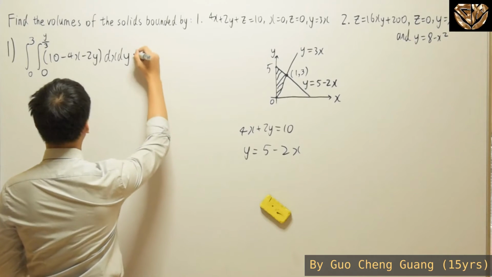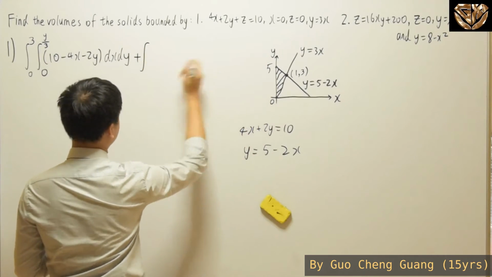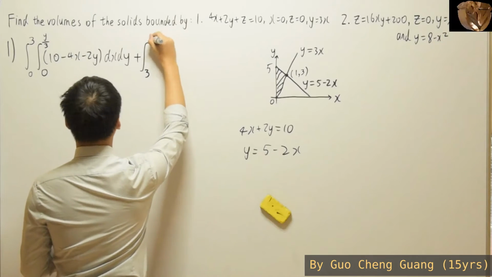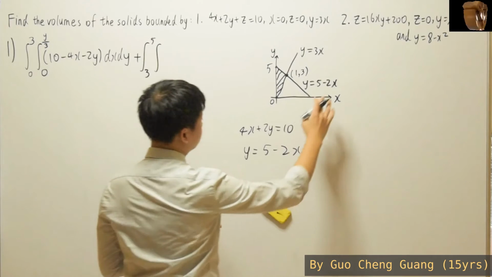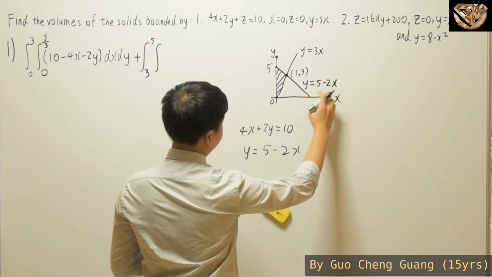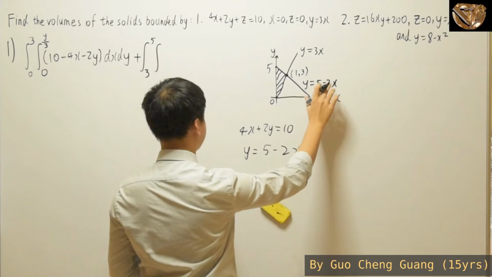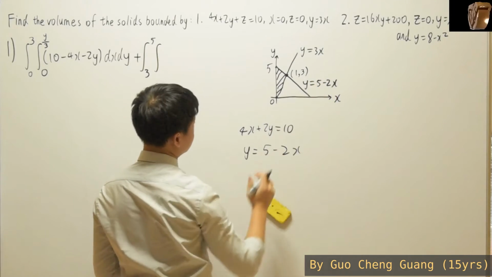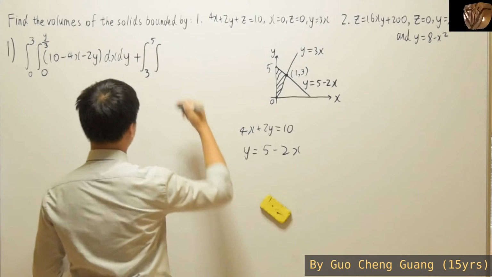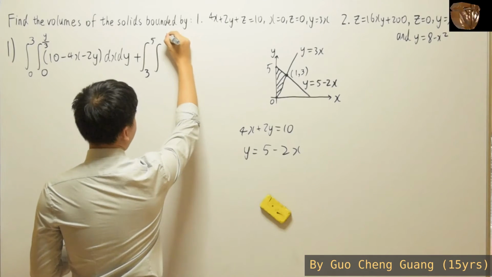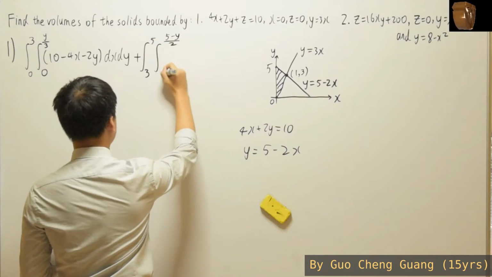Next, you'll add on integrating from 3 to 5. This time, for x, you could just switch these two positions. So 2x is equal to 5 minus y, and then you divide that by 2. So 5 minus y divided by 2. Well, of course here it will be 0.